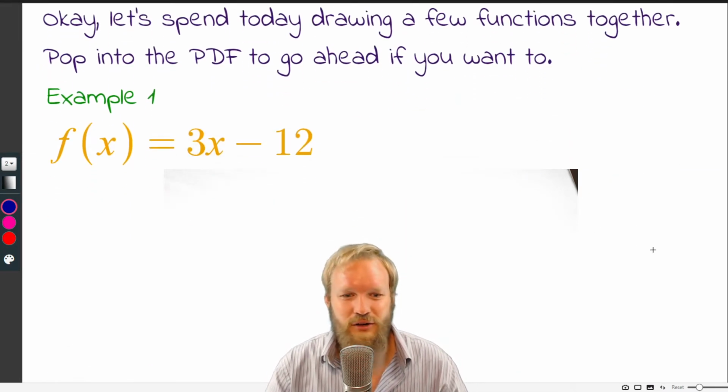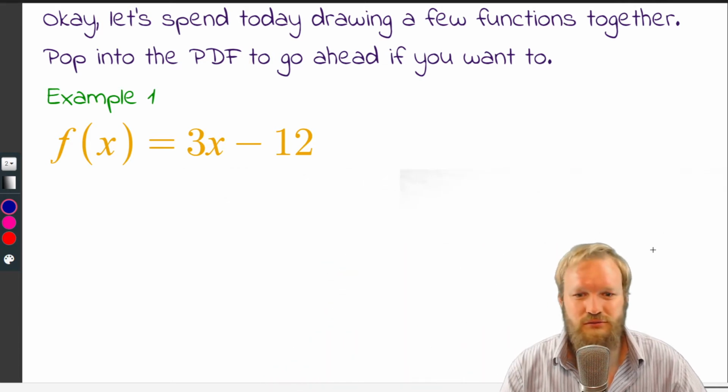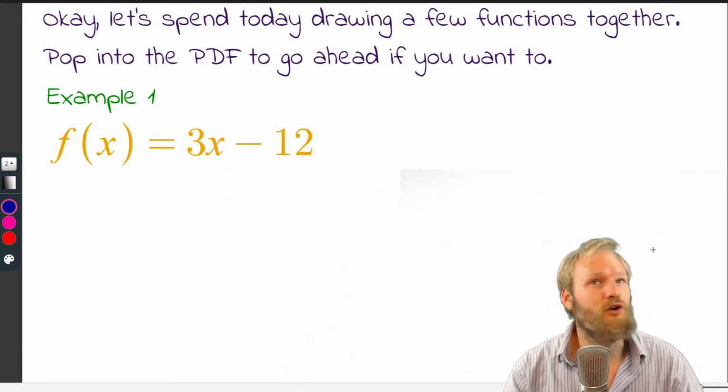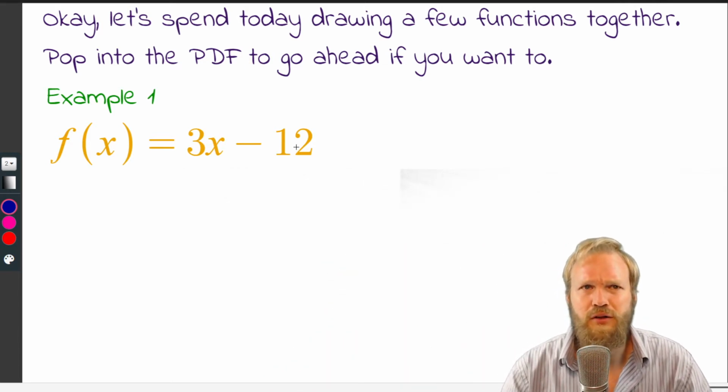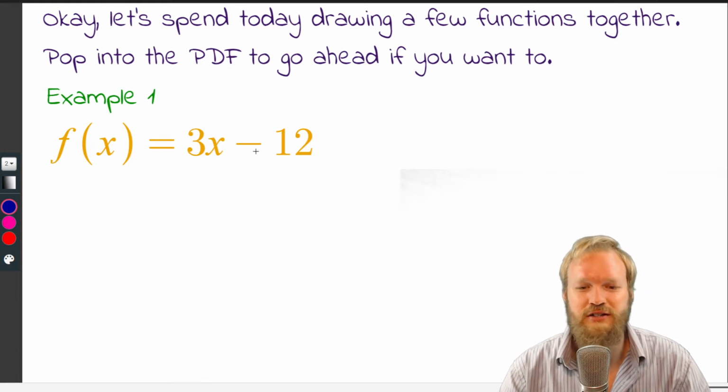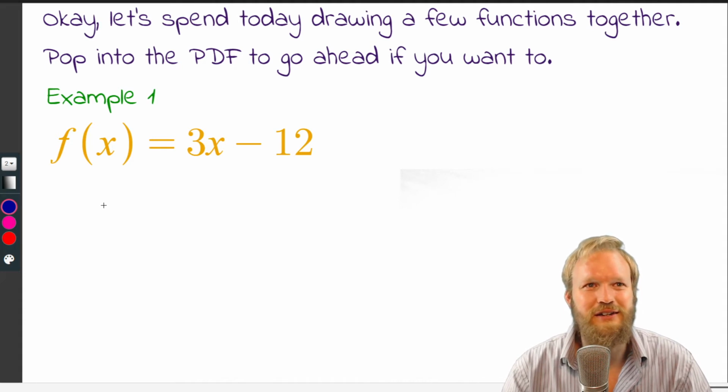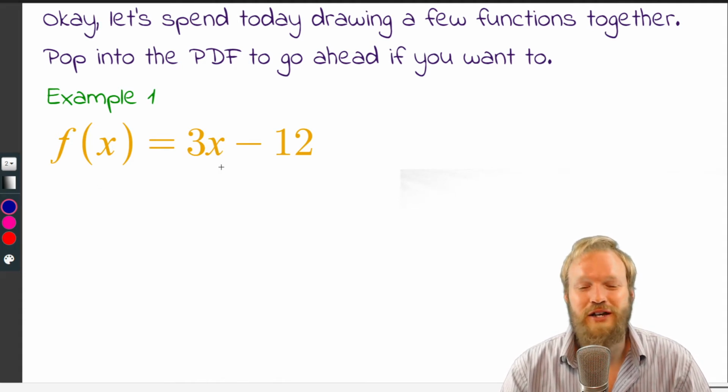Now for this video, I want to quite quickly go for drawing a few functions, just to get ourselves back into drawing functions like we did in grade 11. So f of x equals 3x minus 12. Of course, the question you're asking yourself is, what type of function is this? Well, it's a straight line, right?